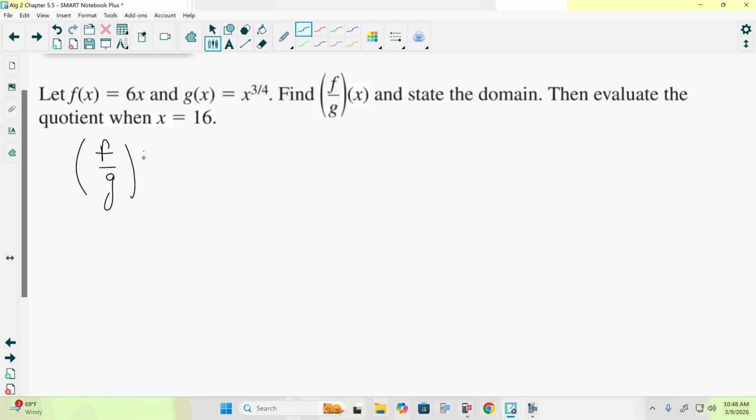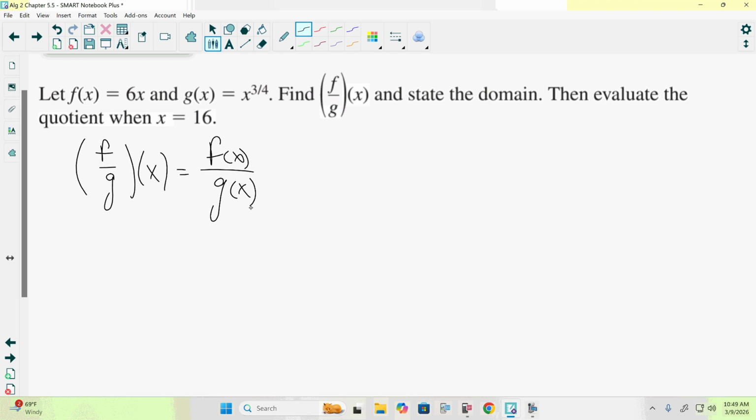Now the next one we have is dividing, f divided by g of x. And our f divided by g of x is really f of x divided by g of x. We're going to divide the two. And the domain would be any values of x that work in both of them. So x to the 3/4 is technically going to be a radical, so x would have to be greater than or equal to 0. But because g of x is on bottom, it has to be greater than 0.